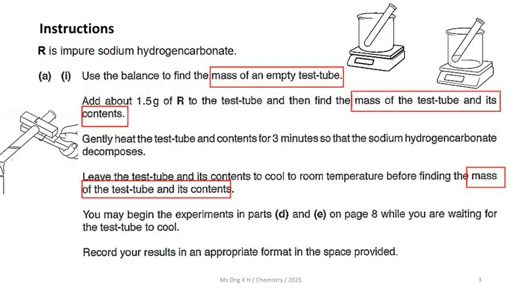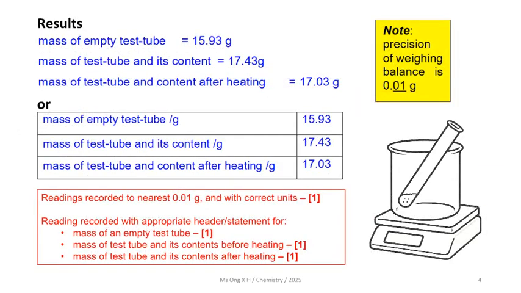Read carefully. Part A, Part 1 question tests your ability to record 3 sets of mass readings correctly and calculate mass differences in Part 2 later. In the space provided, you should record your results in an organized manner. You can either list down all 3 masses clearly or you can draw a table to tabulate your results. Personally, I prefer the table format.